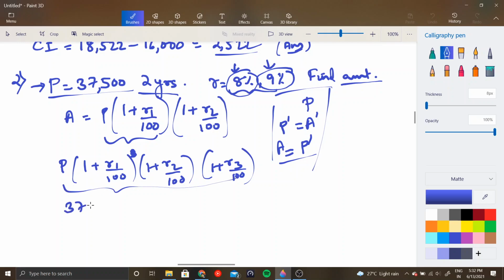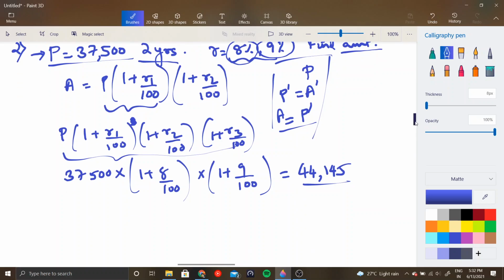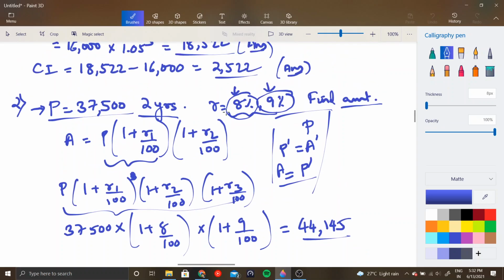So you have 37,500 and you have 2 years. For the first year you have 1 plus 8 by 100, that's the rate, and for the second year you have 1 plus 9 by 100, right? So after calculation this basically amounts to 44,145. Please check with your calculators, right? So that is the amount. Whenever you are given alternative rates, subsequent rates, just use this formula. This is actually from where the equation was derived.